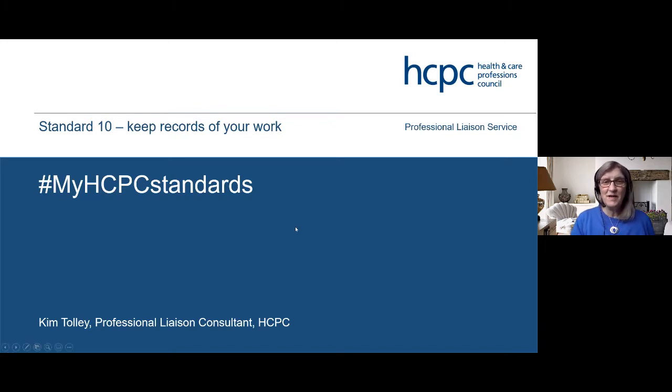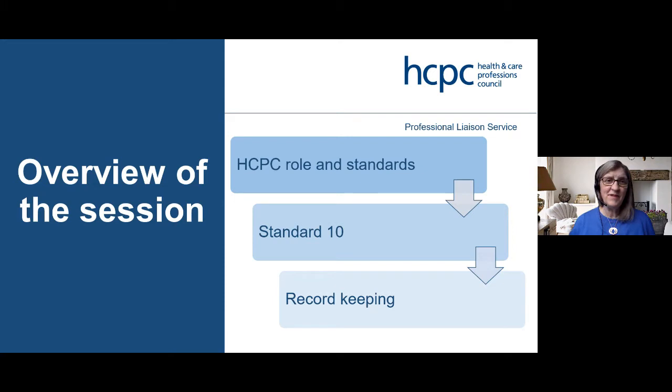So just a quick review of what we are going to cover. We're going to look very briefly at the My HCP standards and role. We will then look at standard 10, which is about record keeping.